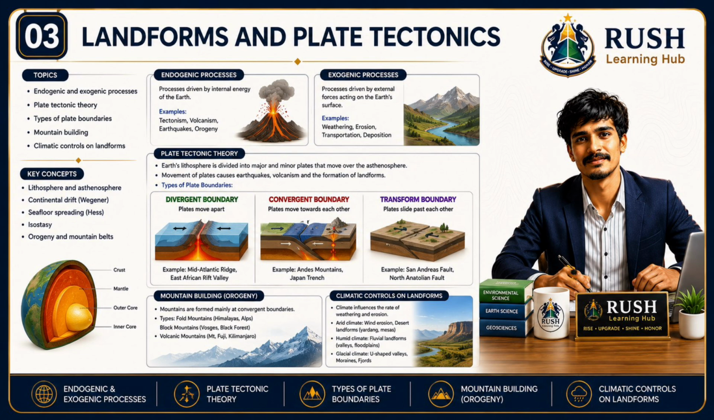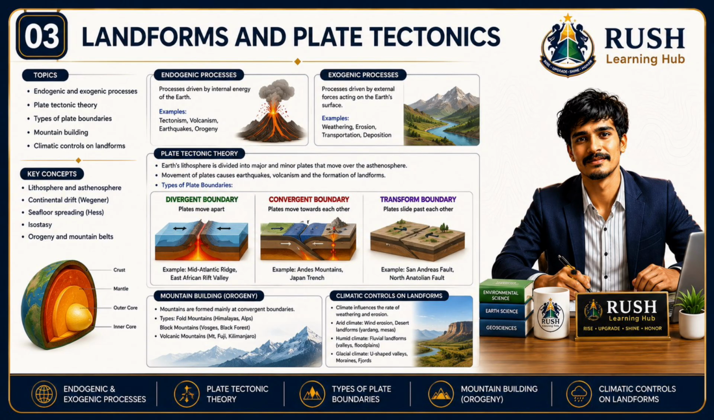Magma rises from the mantle, cools, and forms new crust. These boundaries are constructive in nature because they create new lithosphere. Examples include the Mid-Atlantic Ridge and the East African Rift Valley.